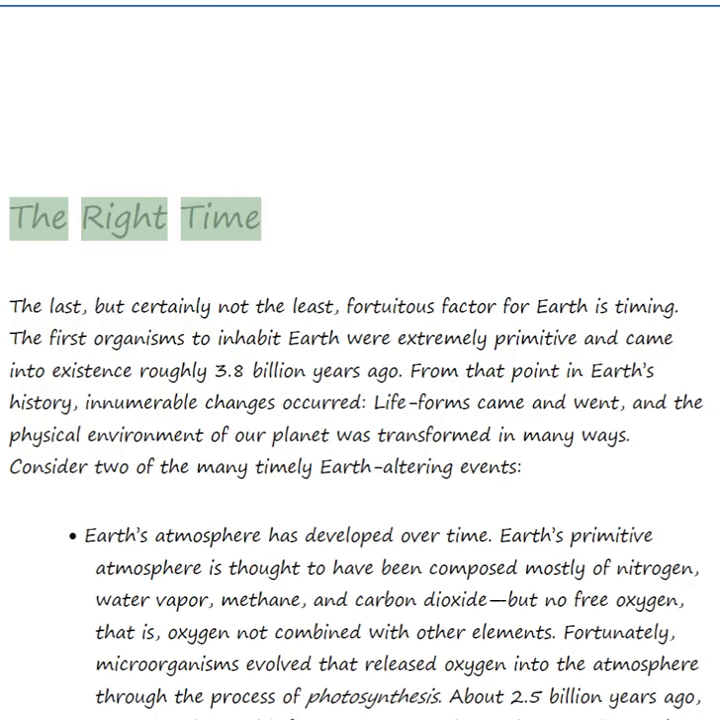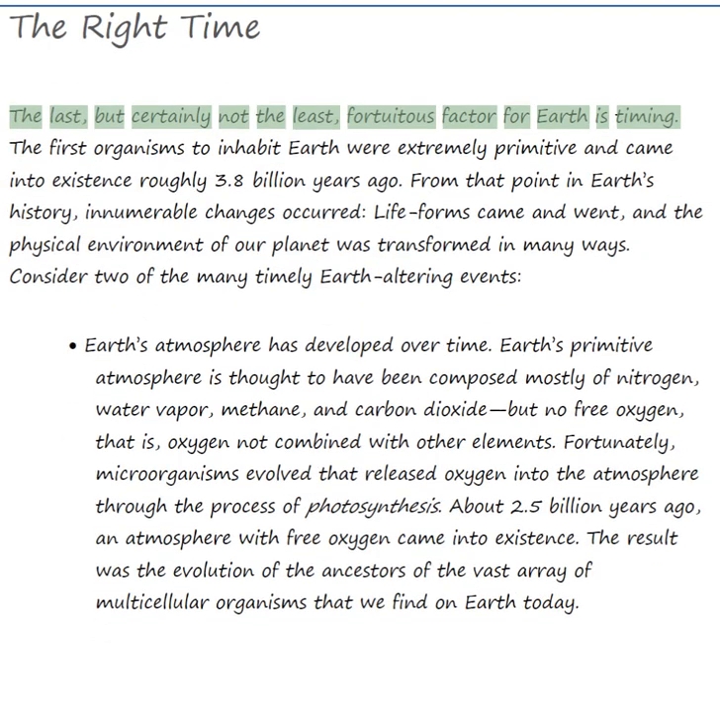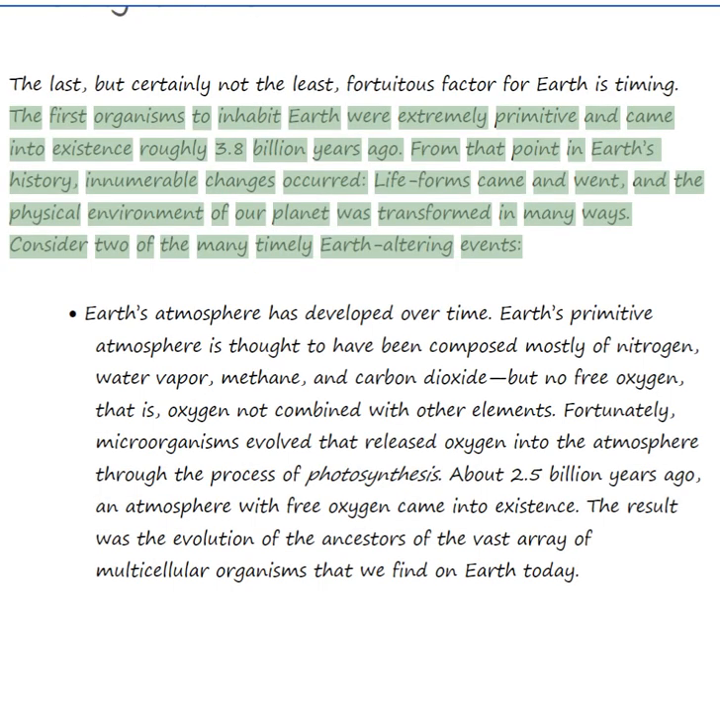The right time. The last, but certainly not the least, fortuitous factor for Earth is timing. The first organisms to inhabit Earth were extremely primitive and came into existence roughly 3.8 billion years ago. From that point in Earth's history, innumerable changes occurred, life forms came and went, and the physical environment of our planet was transformed in many ways. Consider two of the many timely Earth-altering events.